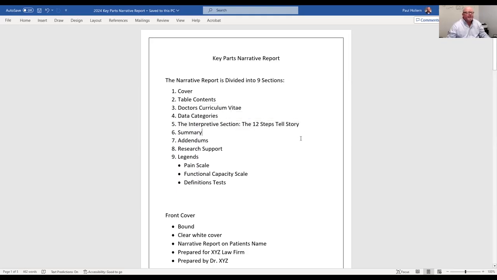Okay. Summary is very short and to the point. In other words, if somebody just grabs it and they don't want to read the whole thing, they can just look at the summary and get an idea of what's going on. So that should be relatively quick and easy.